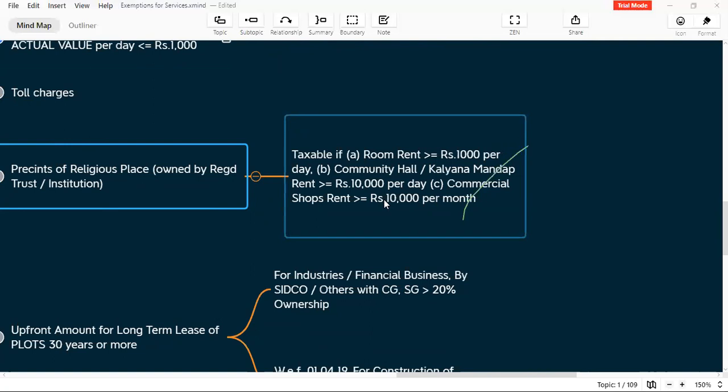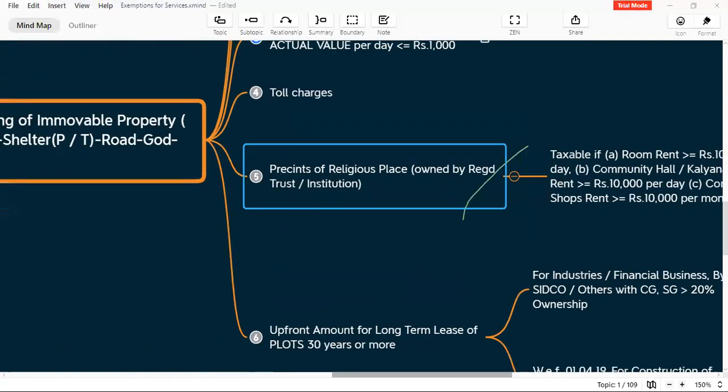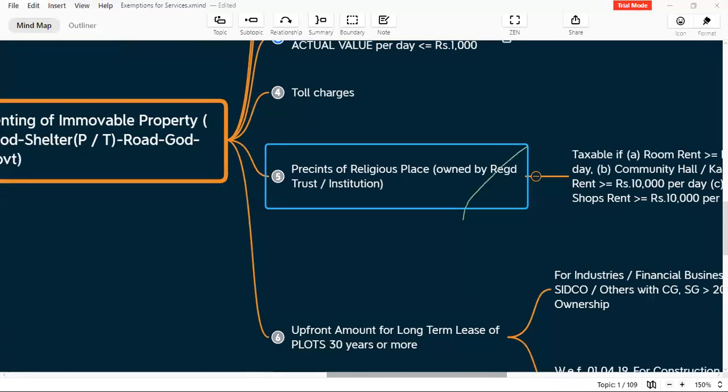If it is Kalyana Mandapam, rupees 10,000 per day. If it is room rent, let's say they have a lodge in the precincts of the temple, greater than or equal to 1,000 rupees per day is taxable. So this is what the government has told with respect to the temple. So food, shelter, road, and God. 4 is over. After God, we have government.